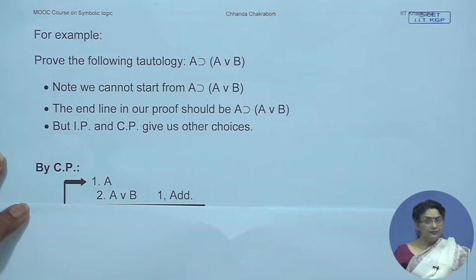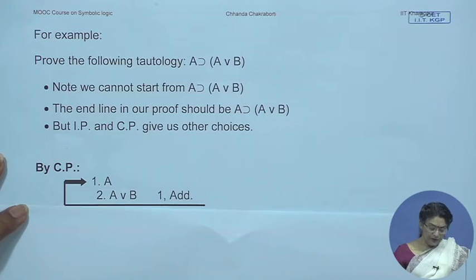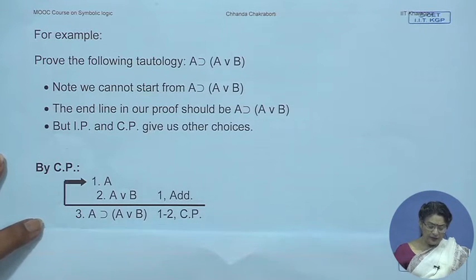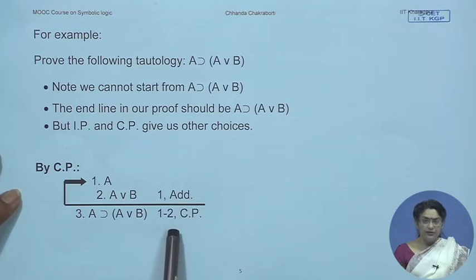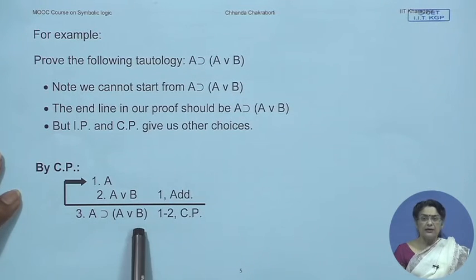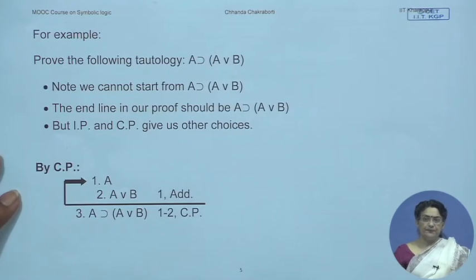Are we done? In a way. Do we need this A assumption anymore? No, we close it. So, this is the closure line, and you get back A horseshoe, A wedge B. How? 1 through 2 by CP. Got it? So, this was a proof of tautology. Look at this. You have just shown that there exists a proof for this tautology. Here is the proof. This was by CP.